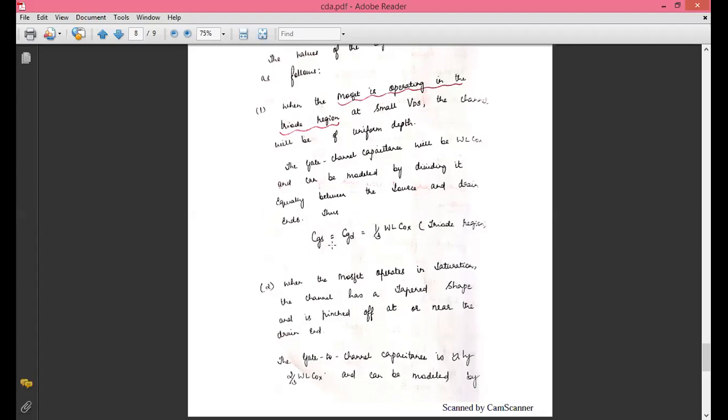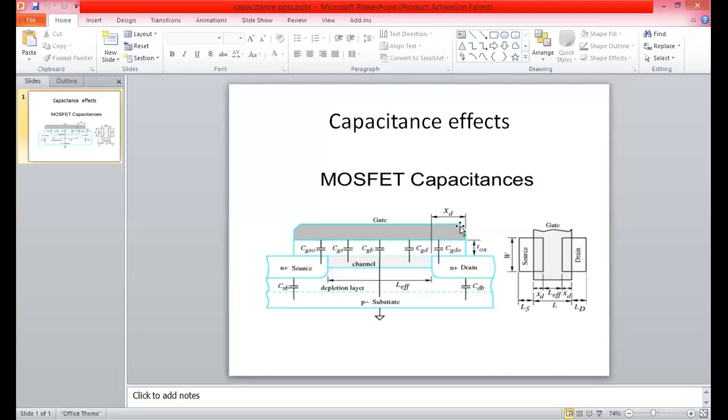So the capacitance is given by area into C of oxide. Area is nothing but W into L. How do you get W into L? If you look at this gate, it will have the length and it will have the width. So the total area is considered as W into L. Area of a rectangle is width into length here in this case. Can you see the area here? W into L, area into the oxide capacitance, that is the formula.